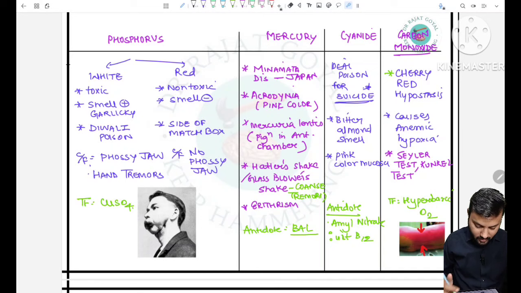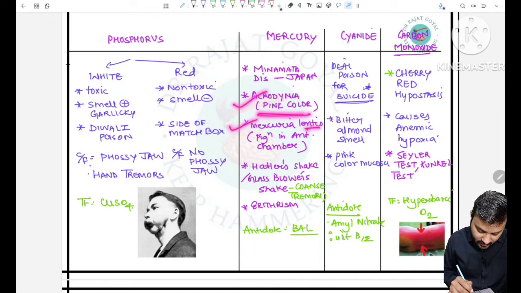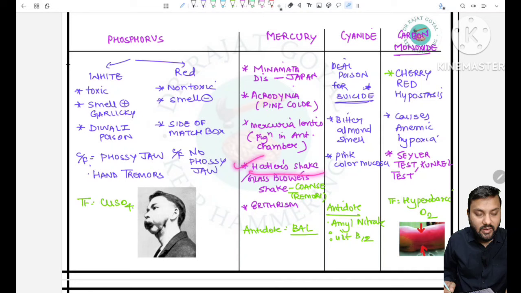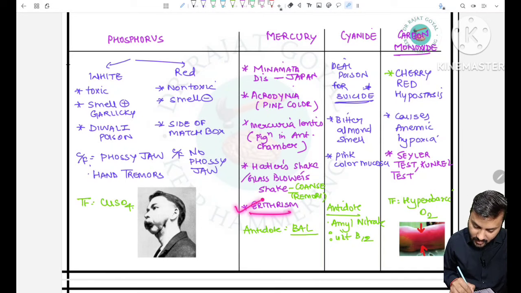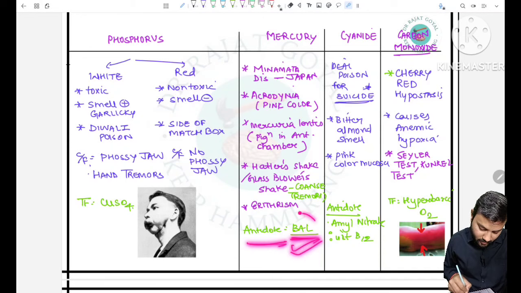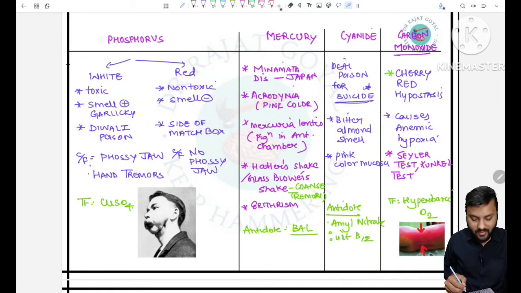Now we talk about mercury. As we have seen already the image of Minamata disease, which is very common in Japan, it occurs due to mercury poisoning. Also acrodynia can occur. Mercurial lentis can occur. Hatter's shake can occur. Hatter's shake is a type of coarse tremors, and it is also called glass blowers' shake. And erythrism can occur. So the antidote for mercury poisoning is also BAL. And BAL is also an antidote for arsenic.